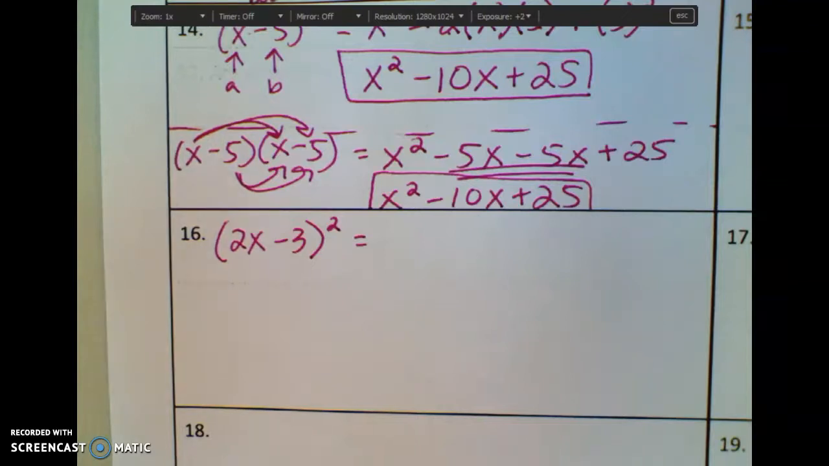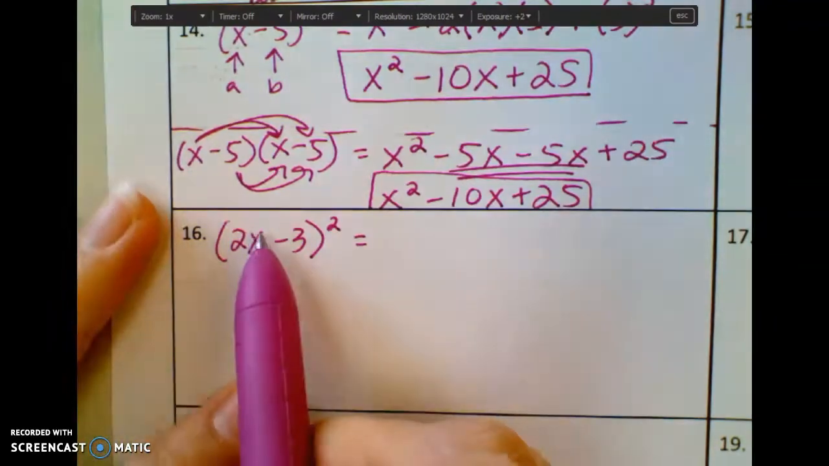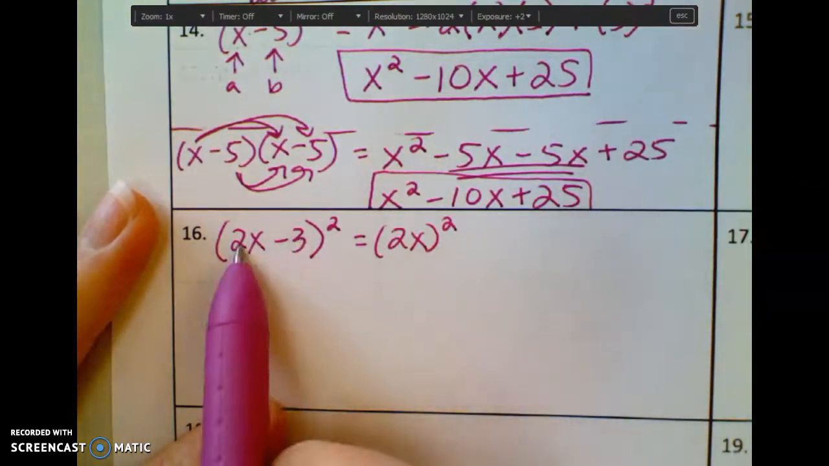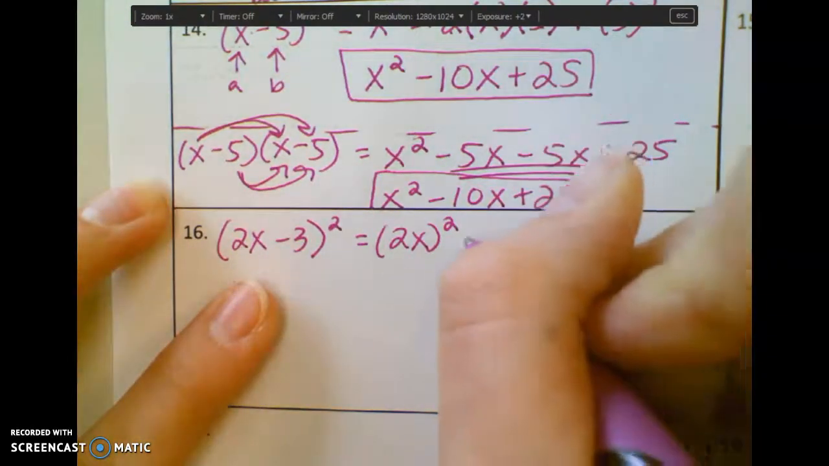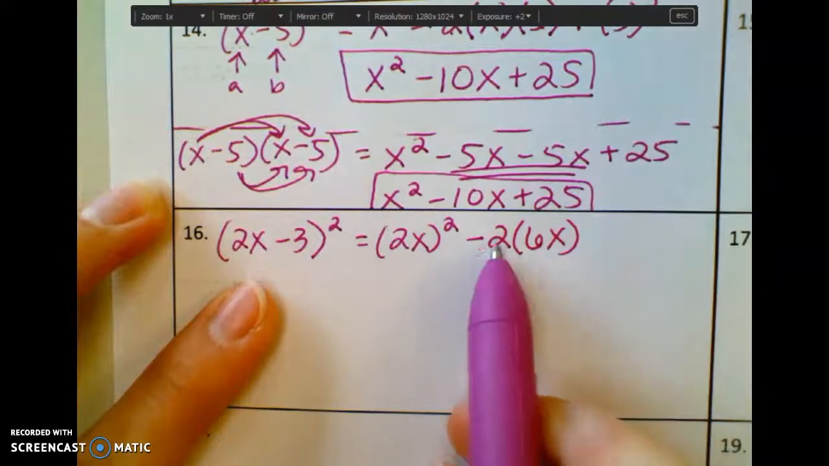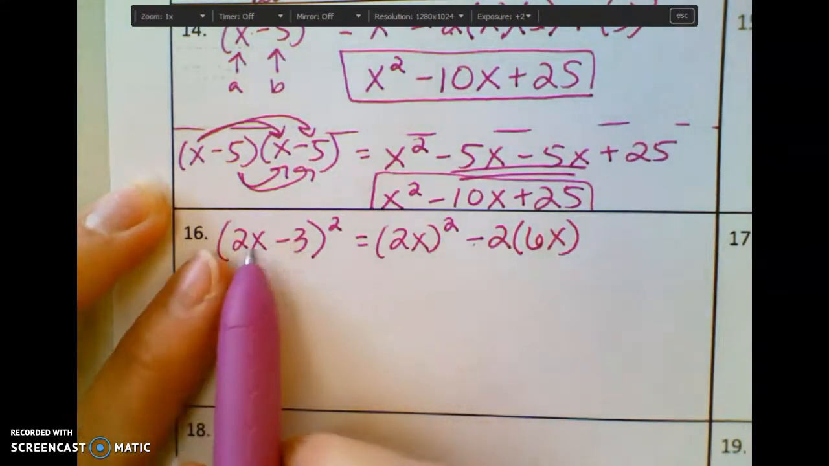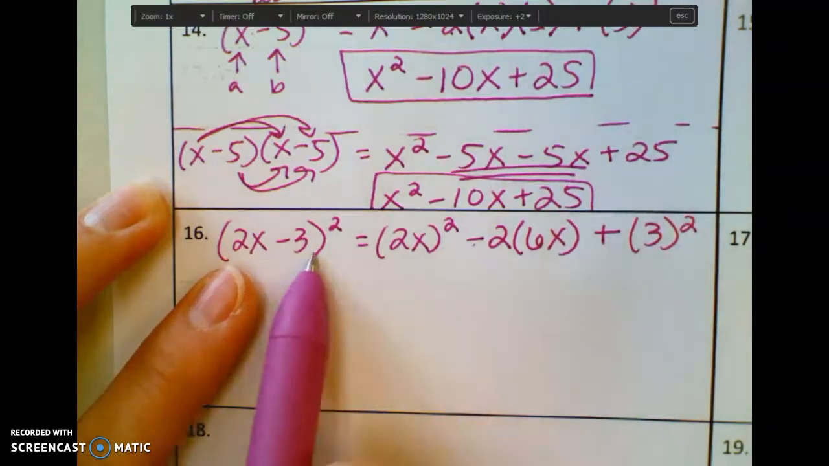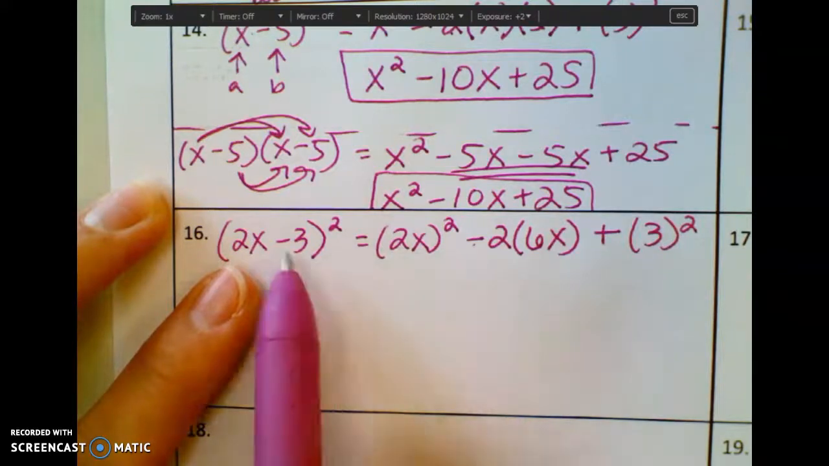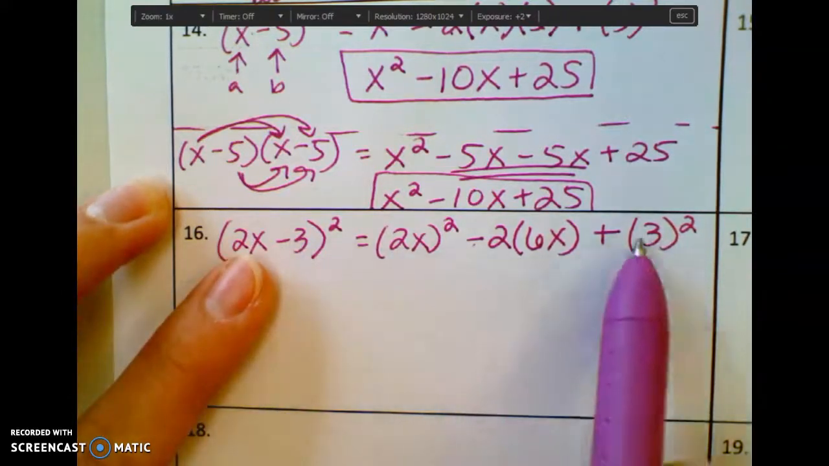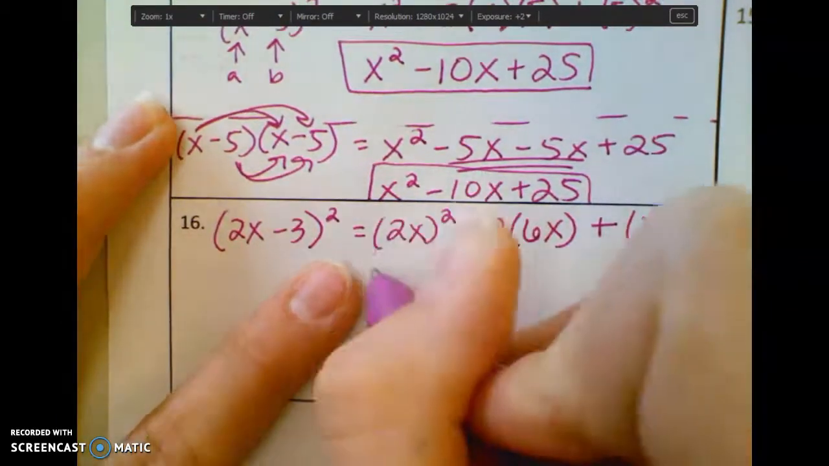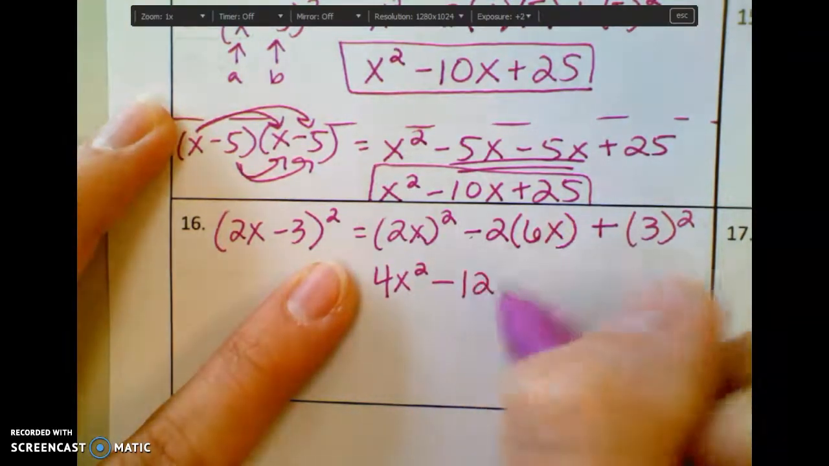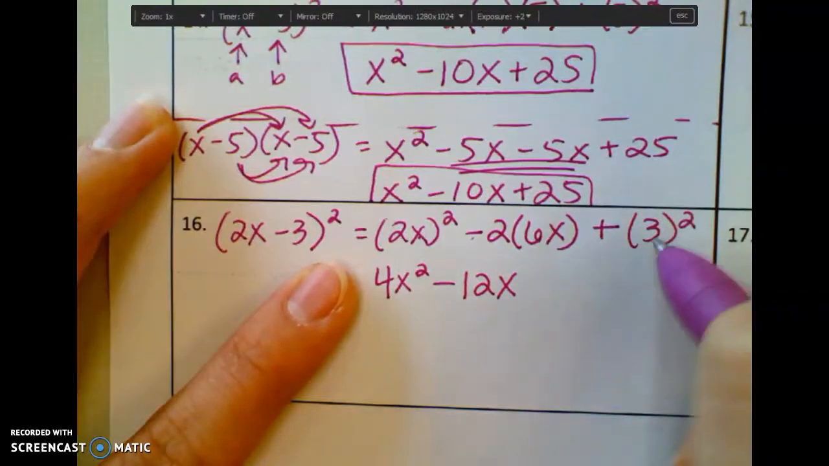All right, if we use the rule, which I would really encourage you to do, then we are going to square the front term, so 2x squared. We're going to multiply the middle: 2x times 3 gives us 6x, and multiply that by negative 2. It's negative because that's negative. So I did 2x times 3 to get 6x, and then at the end, we multiply the last term. So first term squared, multiply those times negative 2, and then last term squared. Well, 2 squared gives me 4, and x squared. Then I have 2 times 6x, and then 3 squared gives me 9.